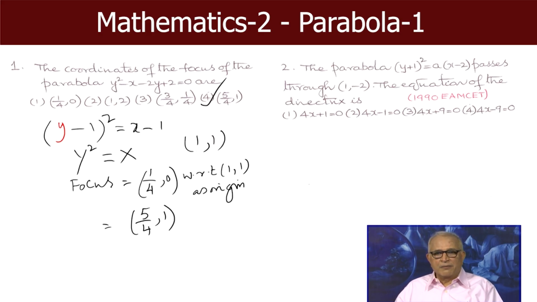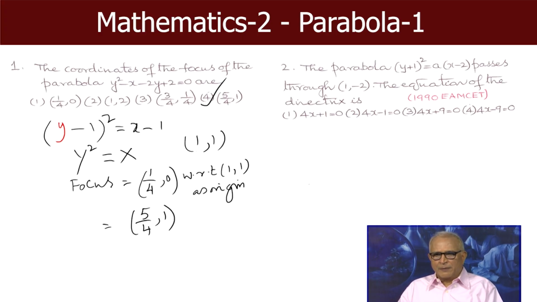So, there are no formulas for this except that you require the information for everything like focus, directrix, latus rectum, vertex. In the case of the standard form y²=4ax, one can make use of that information and solve these questions. Second question, the parabola (y plus 1) whole square equal to a into (x minus 2) passes through (1, -2).